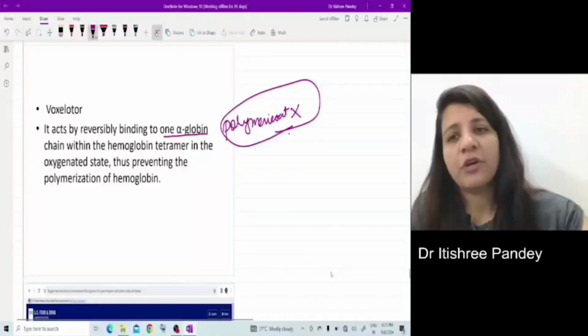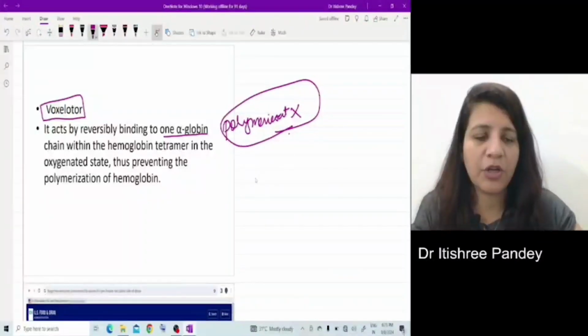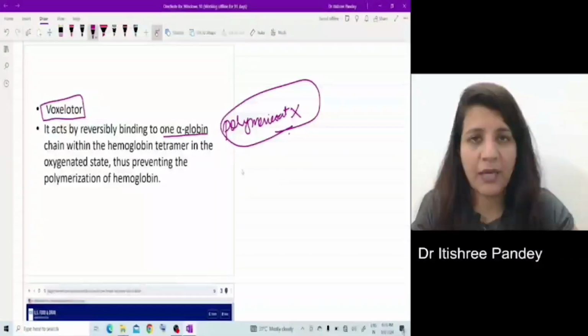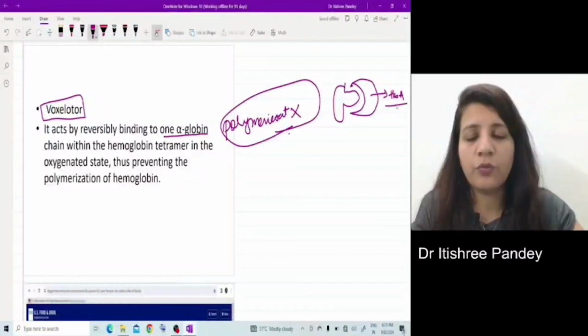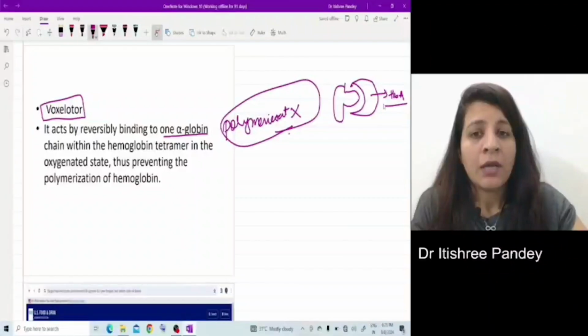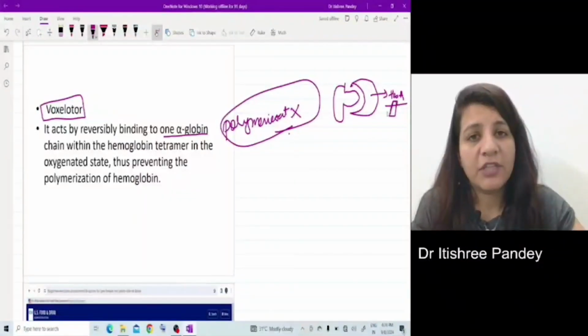Now coming to a newer drug, which is voxelotor. I repeat, it is voxelotor. What it does is inhibit polymerization. As we have seen, during polymerization of HbS, a valine knob is created which binds to the hydrophobic pocket in the hemoglobin molecule. Voxelotor reversibly binds to one alpha globin chain within the hemoglobin tetramer in the oxygenated state, and this binding prevents the polymerization of hemoglobin. So this is the principle of voxelotor.